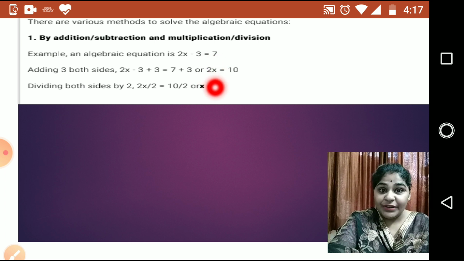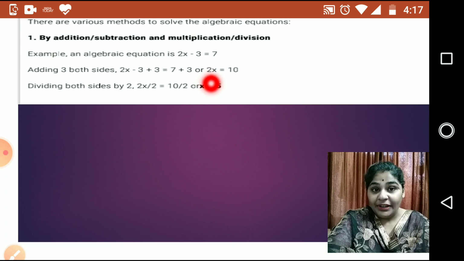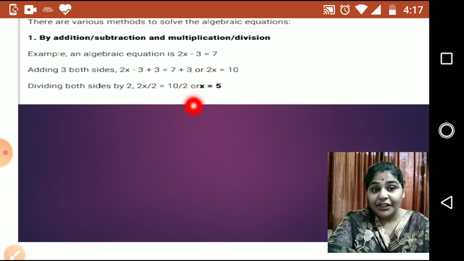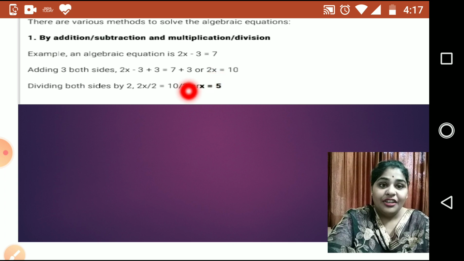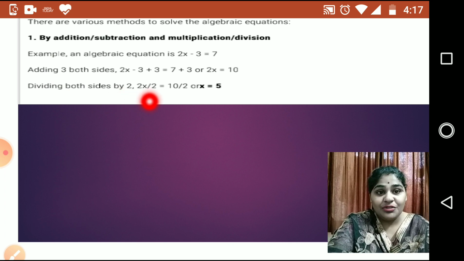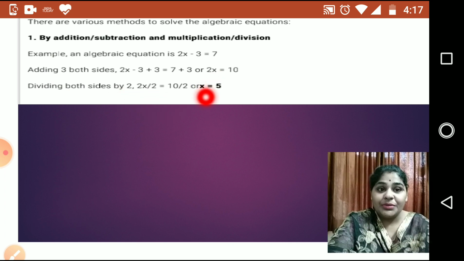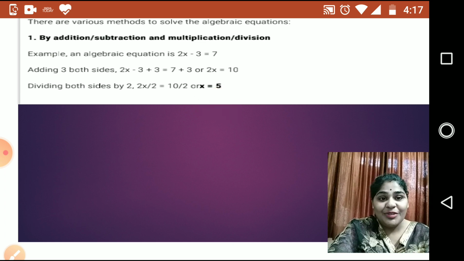So 2 is present with the variable. If it is in the multiplication form, if we divide by 2, the 2 and 2 get cancelled and only x will remain on the left hand side. So dividing both the sides by 2, it is 2x upon 2 equal to 10 upon 2. That is nothing but x equals 5, which is the solution.